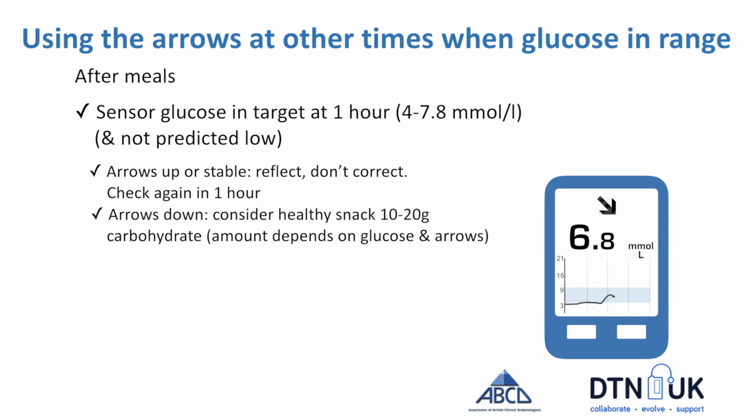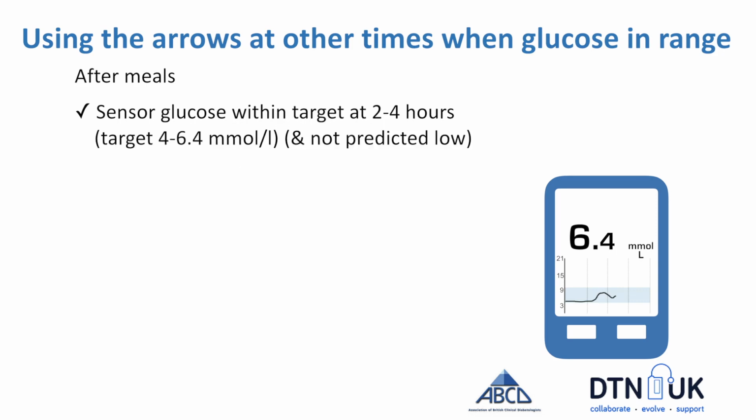If you've got arrows down, think about having a healthy snack, 10 to 20 grams of carbohydrate, and the amount would depend on the glucose level and the arrows. So if you've got a glucose level of 5 with arrows showing that your glucose is falling quickly, you might want to have 20 grams. If you've got a glucose level of 7.7 with arrows showing your glucose is falling slowly, you might want to have 10 grams or even nothing.